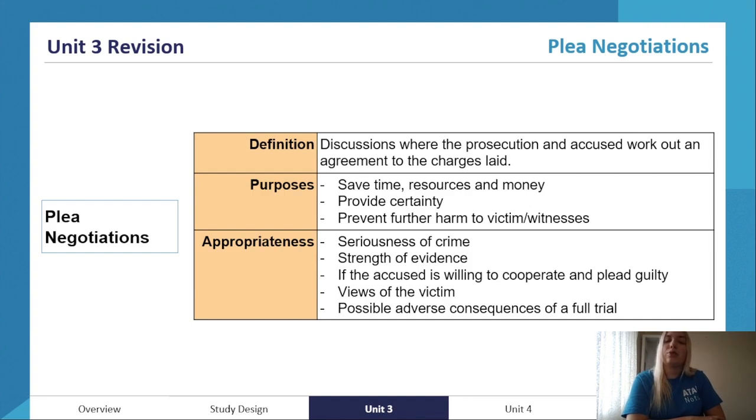If the accused is willing to cooperate and plead guilty, plea negotiations are appropriate. And when they cooperate, they might disclose key information about the crimes, including revealing any co-perpetrators, where a body was buried, details that will help the investigation tremendously. The views of the victim need to be taken into account, whether they want their day in trial and see retribution being achieved, or they just want to get it done and over with. And possible adverse consequences of a full trial need to be taken into account as well.